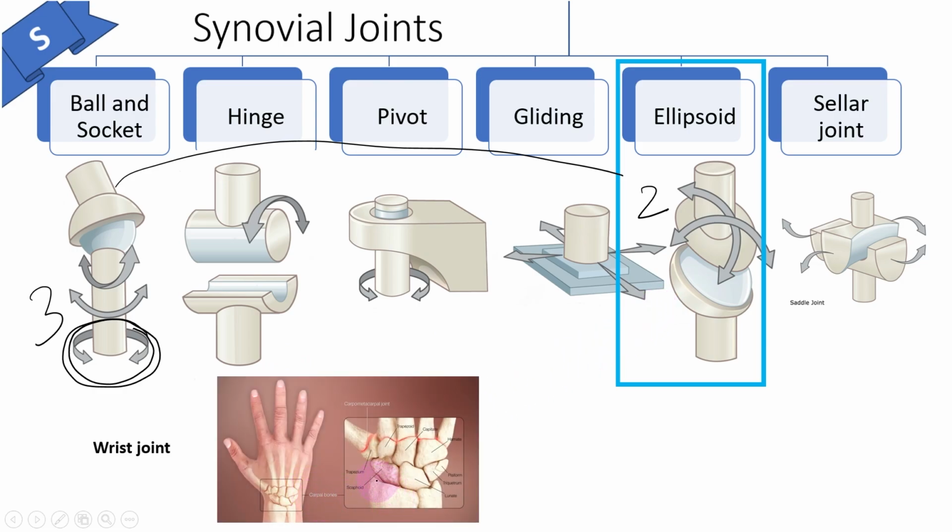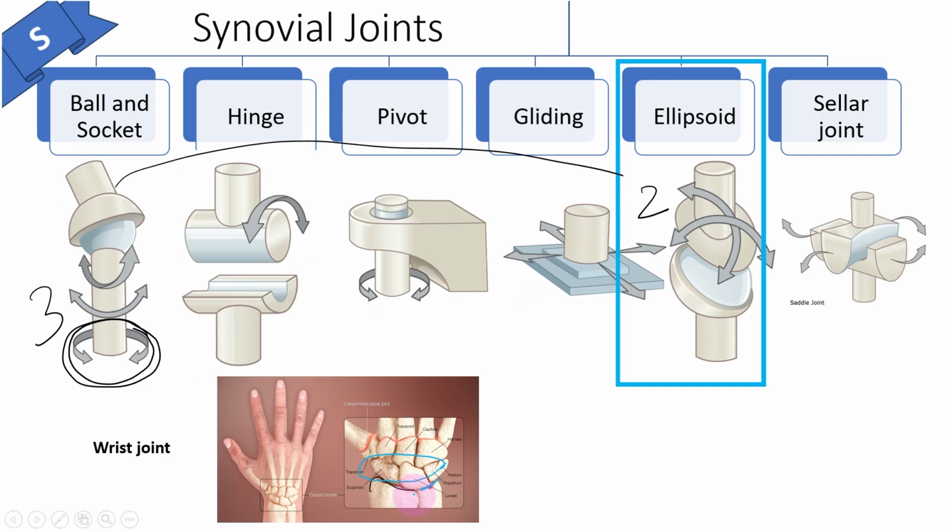The wrist joint is between the distal end of the radius. Okay, this is the radius. The ulna is not involved in the wrist joint. You only have a fibrocartilage. Let me change the color over here. Yeah, you have a triangular fibrocartilage over here. So that fibrocartilage will separate the ulna from the other carpal bones. So between the radius and the fibrocartilage and distally the first row of carpal bones, you have the wrist joint.